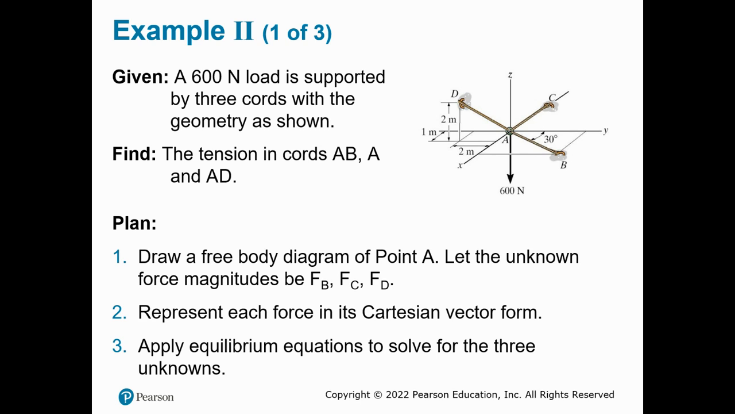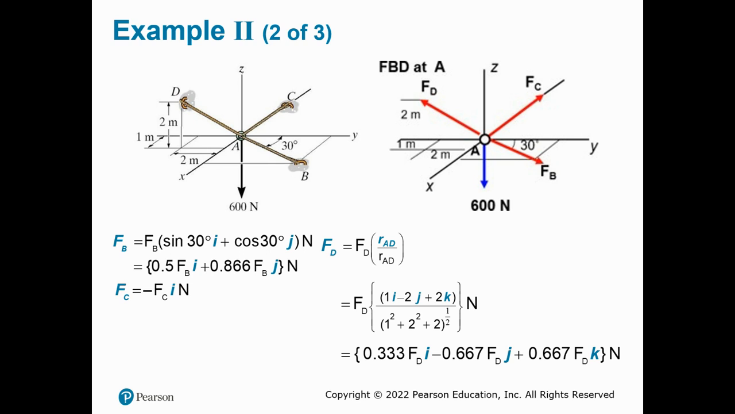Example number 2, very similarly, we're going to draw the free body diagram about point A. Okay, 3 cables, AD, AC, and AB supporting point A, and you have a weight pulling down. We want to find the forces. So every single one of the forces, we're going to break it into the IJK component.